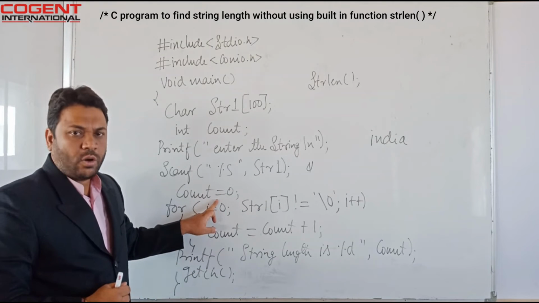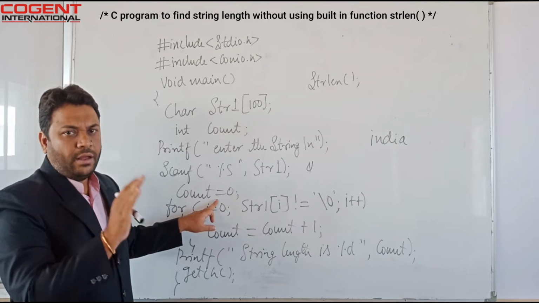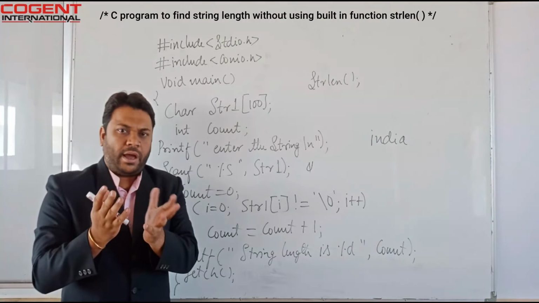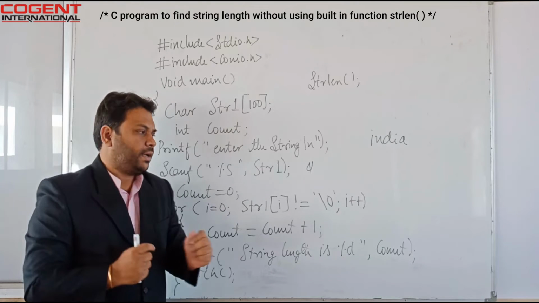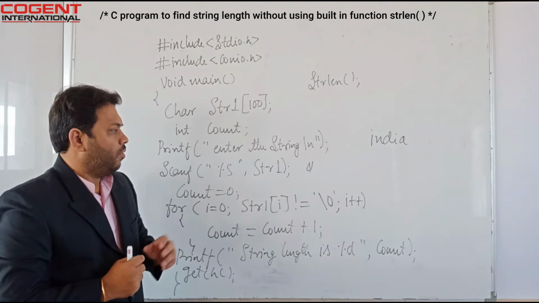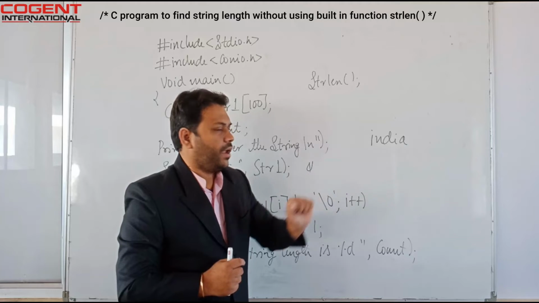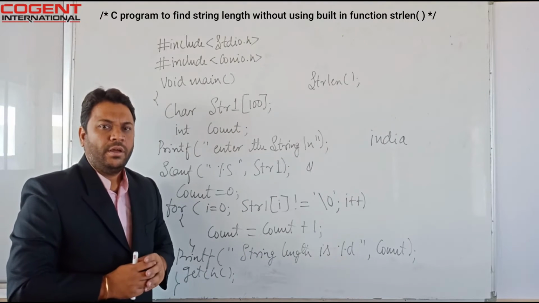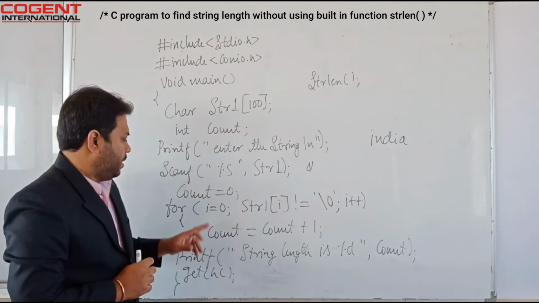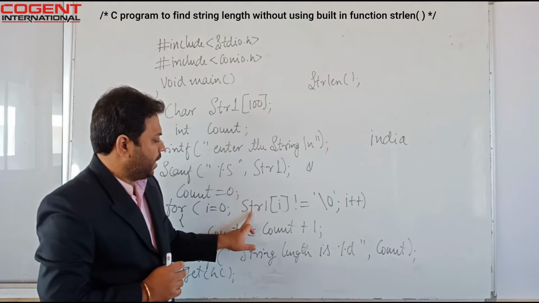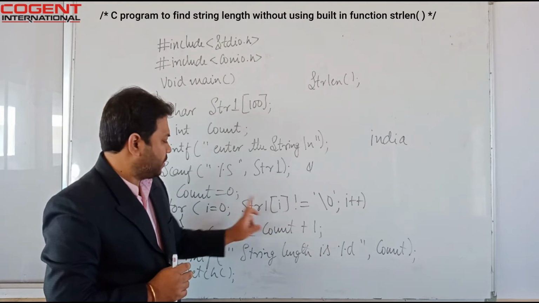Then I will initialize count is equal to 0. Initially the count will be 0 here, right? Suppose I have read nothing, so that time this will be counted here. Now I have entered a string called India here. Now using the for loop I am going to find out the length of the string here. So first I will initialize I is equal to 0, then str1 of 0, I is equal to 0.